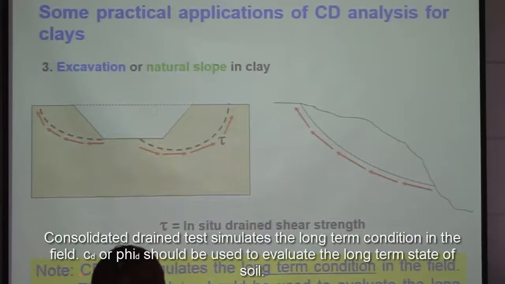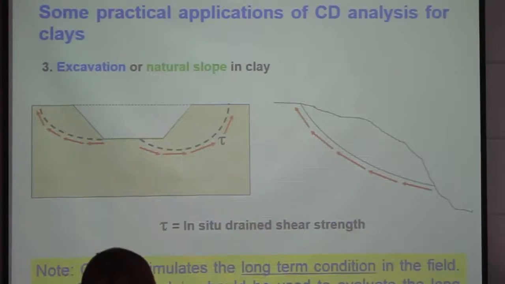So CD, the consolidated drained test, simulates the long-term condition in the field. c sub D and φ sub D should be used to evaluate the long-term behavior of the soil. While for the long-term, the loading condition is very slow, so the pore pressure is relatively low. Next is the consolidated undrained test.